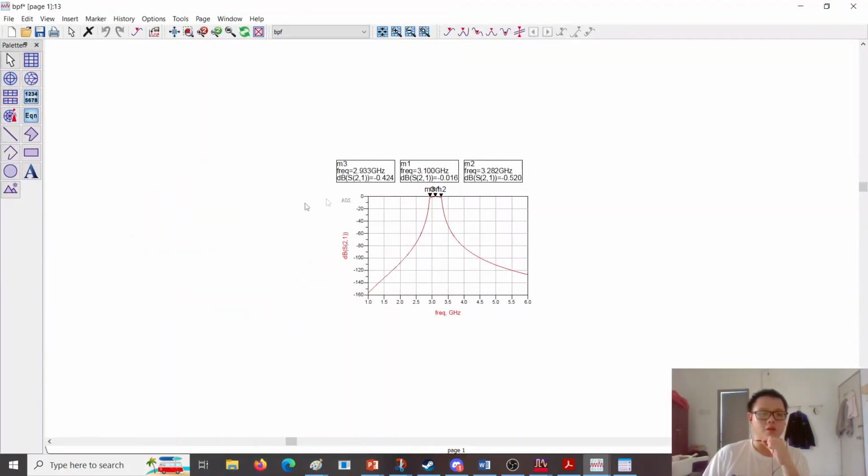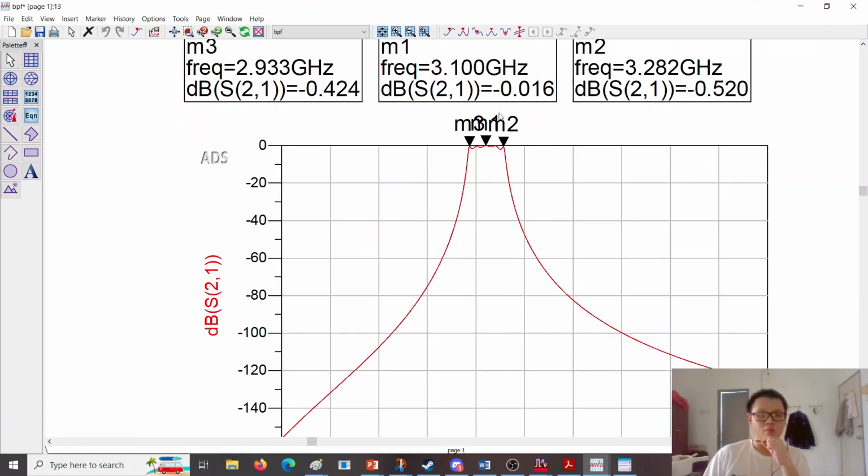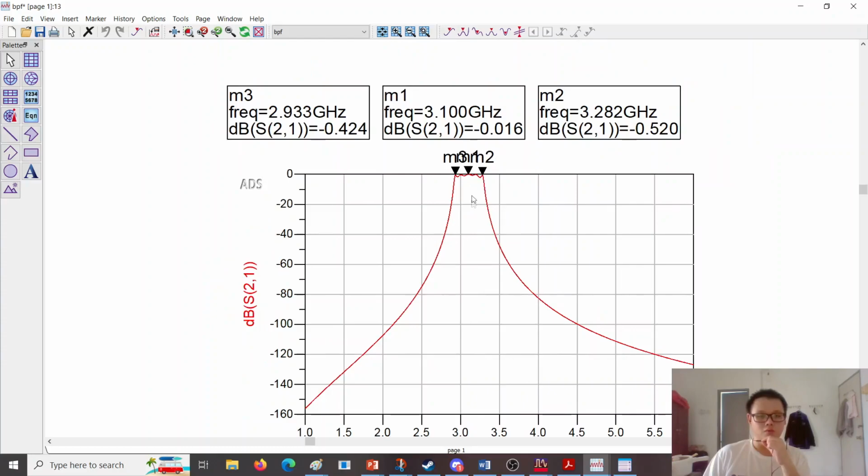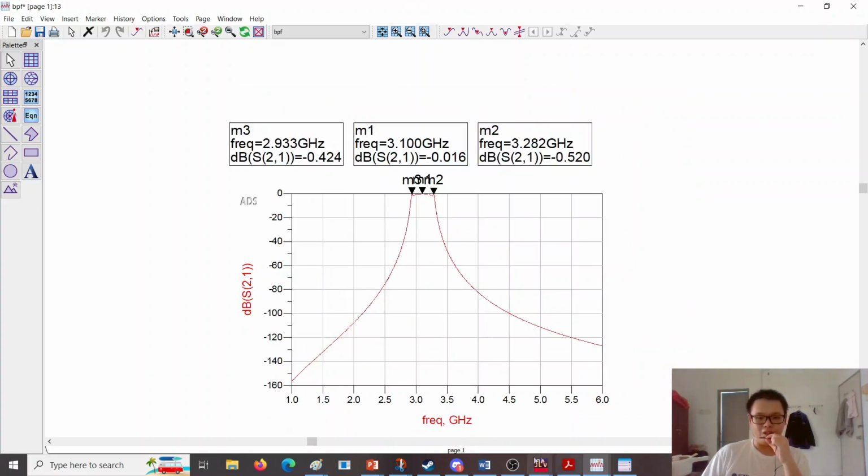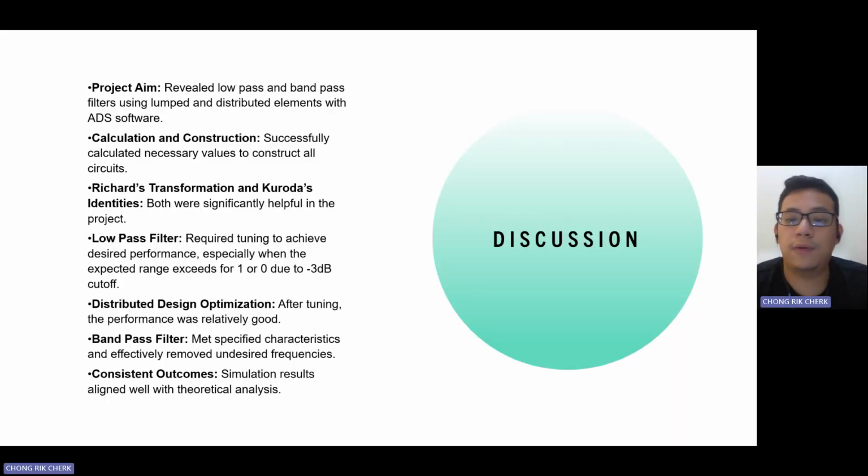Okay, and let's see. So M1 will be at the middle here, M2 will be at here, and M3 will be at here. So this one will be the bandwidth. Okay, that's all from me. Thank you. So now we're nearing the end.